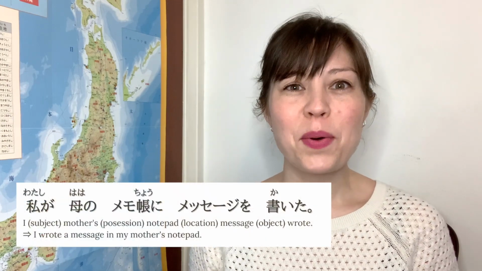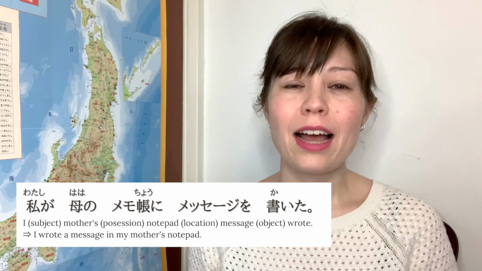Let's look at a more complex sentence. 私が母のメモ帳にメッセージを書いた. I wrote a note in my mother's notepad. If we split the sentence after each particle, we end up with 5 parts, 4 nouns and 1 verb. Even though there are a whole bunch of different possible options where we could reorder these 5 components, there are 6 possible ways to order this sentence and still have it mean the same thing.